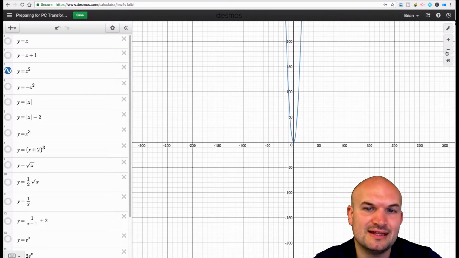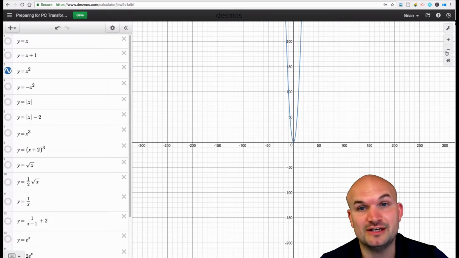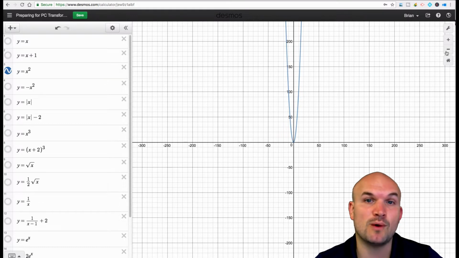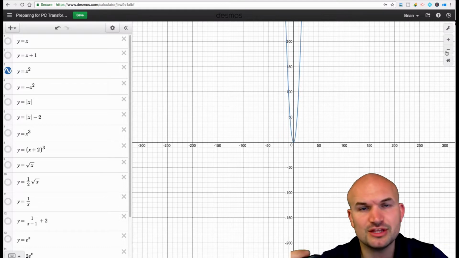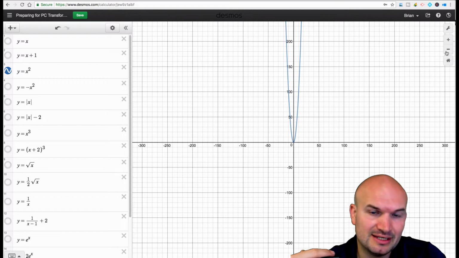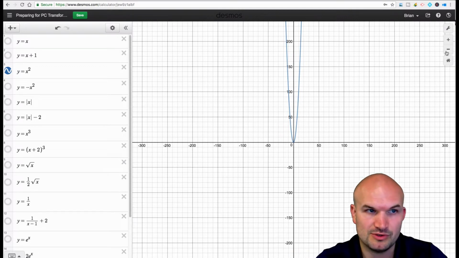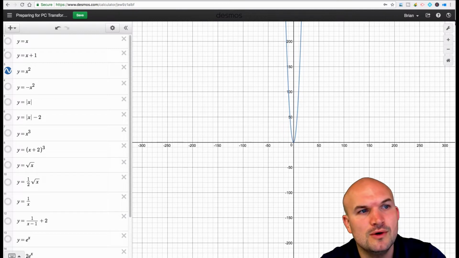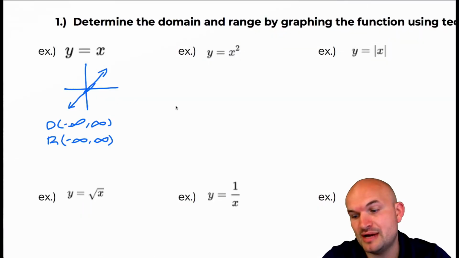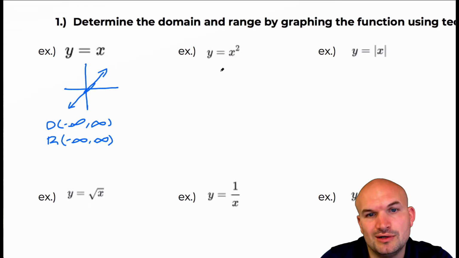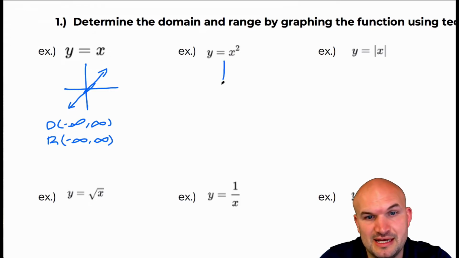So we can say that the domain, again, is going to be from negative infinity to infinity because it's going to keep on getting wider and wider from left to right. But the range now is going to be limited to only going down to 0 and then going up towards infinity. So we're going to have to write our domain and range a little bit differently here. Well, not really the domain. The domain is going to be the same. That's negative infinity to infinity.